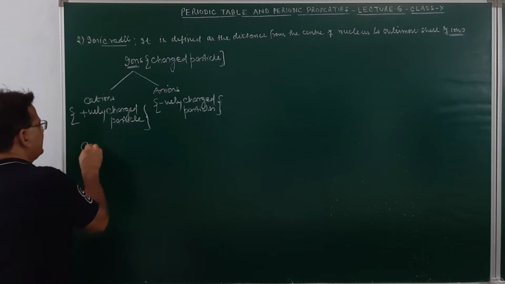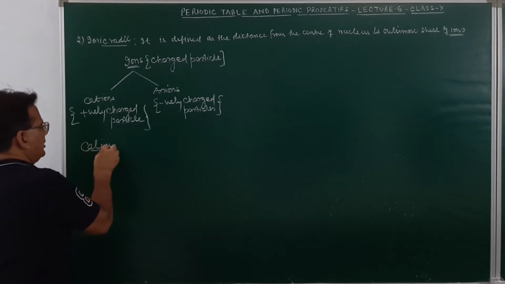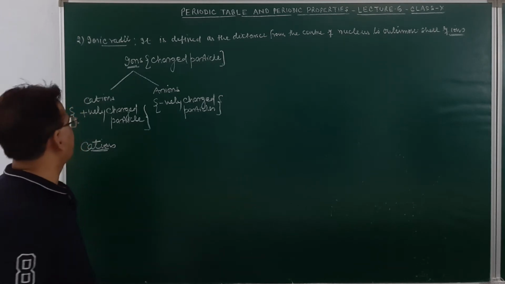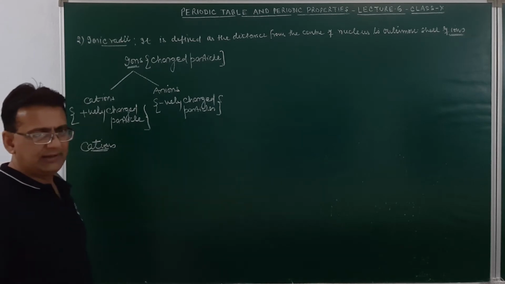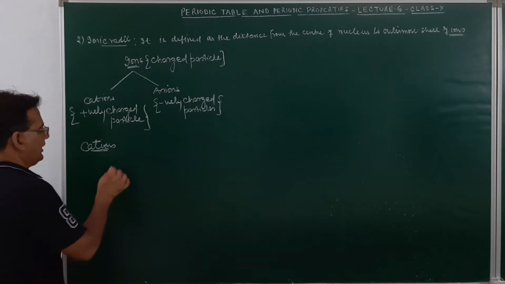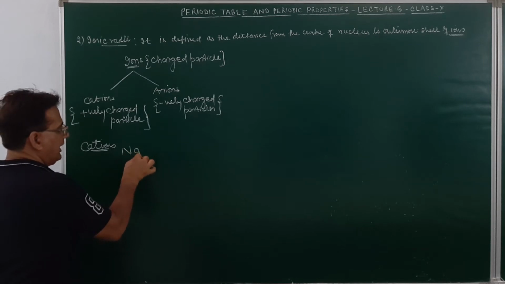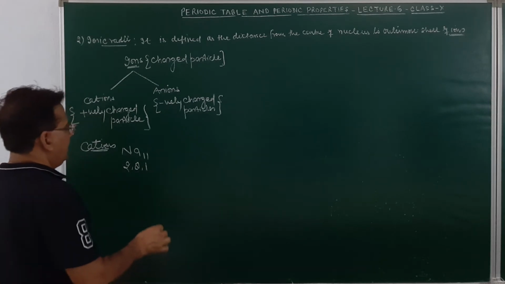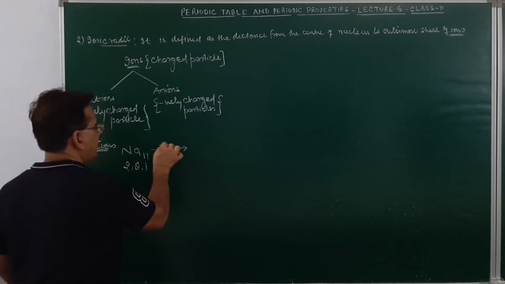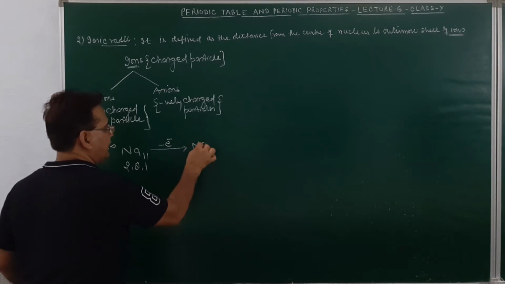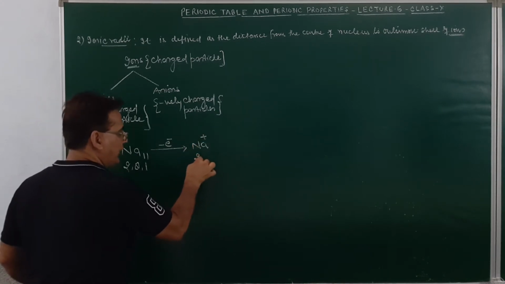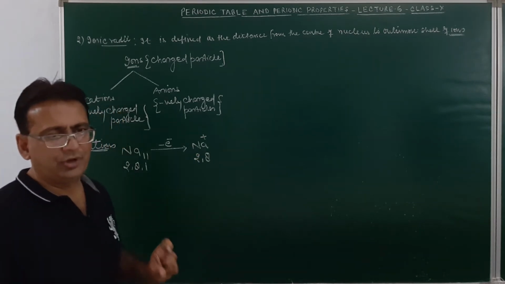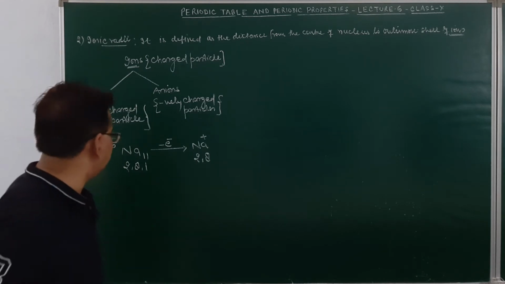Now, cations, how are they formed? They are formed by the loss of electrons. Anions are formed by the gain of electrons. Just see over here. Suppose we take sodium. Atomic number is 11. Configuration will be 2, 8, 1. If sodium loses one electron, it will result in the formation of sodium ion, and the configuration over here will be 2, 8. Students, always remember, size of cations are always smaller than the parent atom.